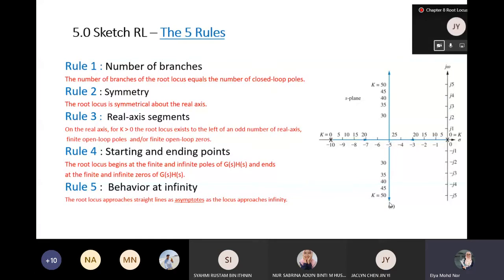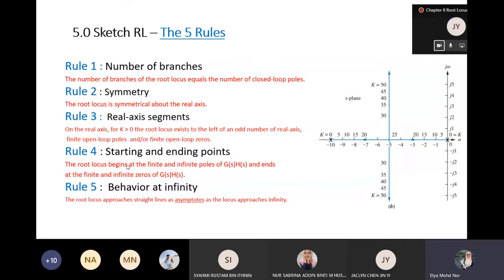So it has to be symmetrical. Okay. Rule number 3, the real axis segment. On the real axis, for k more than 0, the root locus exists to the left of an odd number of real axis finite open loop poles or finite open loop zeros. What it says here is that as k is increasing, the root locus exists to the left, or this side, of the real axis.